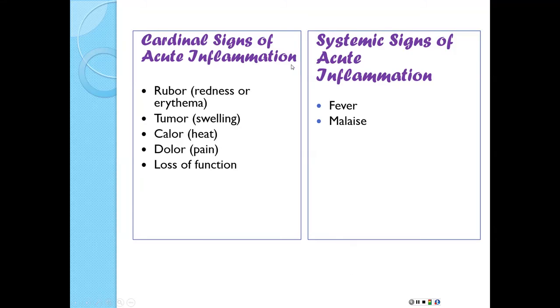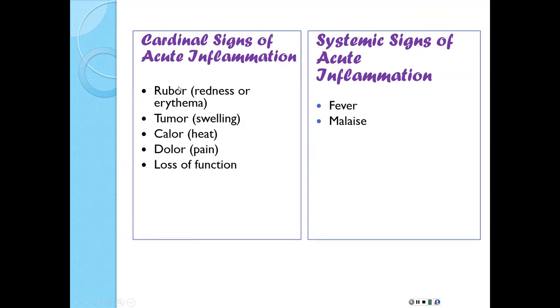There are some cardinal or basic signs of acute inflammation. The first four here: rubor, tumor, calor, dolor, or redness, swelling, heat, pain. These terms may be starting to be a little outdated. I'm hearing clinicians say they don't use those terms as much anymore, and they're sticking with redness or erythema, swelling, heat, and pain. But I want you to be familiar with both terms. You might work with an older clinician who uses those terms.